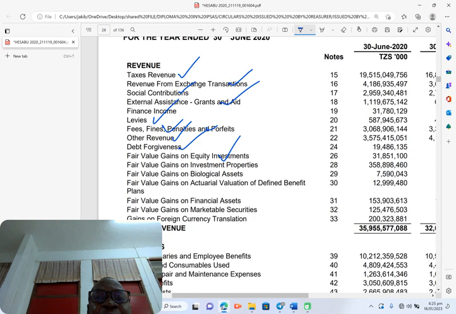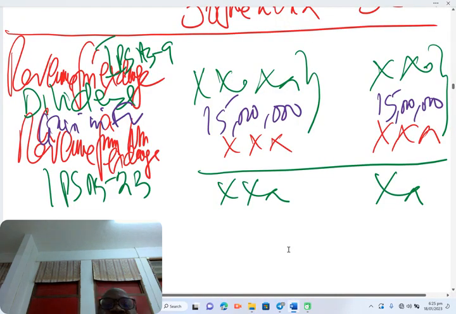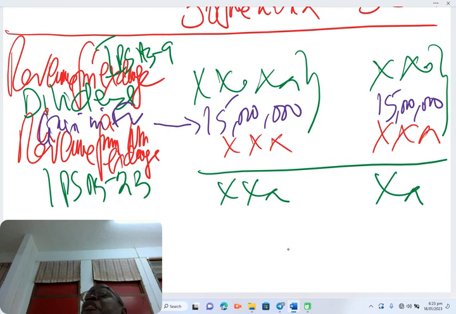Okay, sir. Again, fair value gain from where? Biological asset. We have fair value gain in financial asset. We have fair value gain in marketable securities. We have gain in foreign currency transaction in IPSAS number 4. Am I clear? It's up to you. So now what I'm insisting on here is this gain. This gain here. Do you see? 15 million in last year and in the current year.